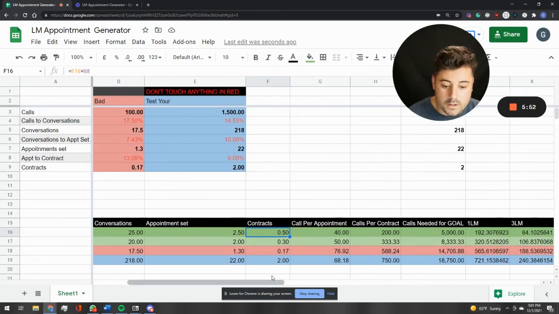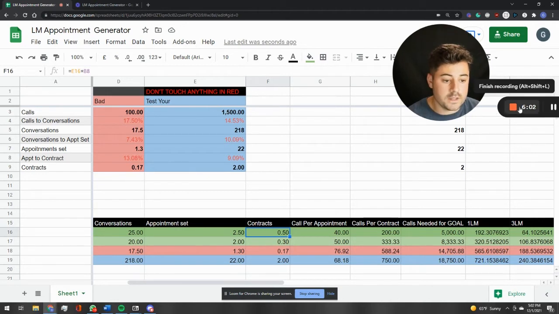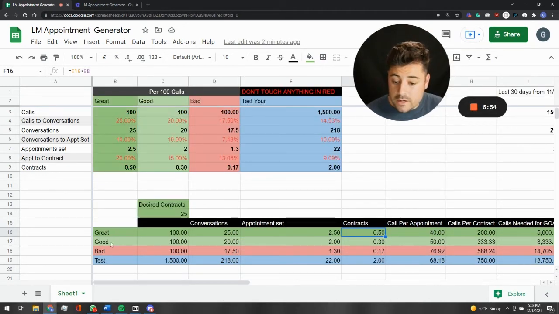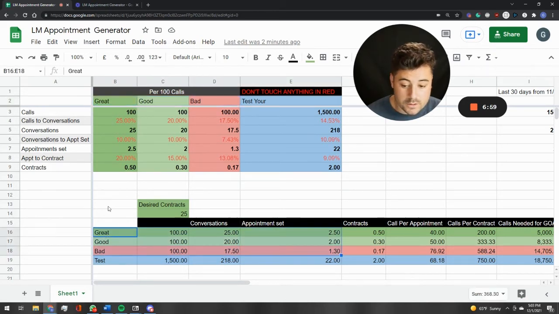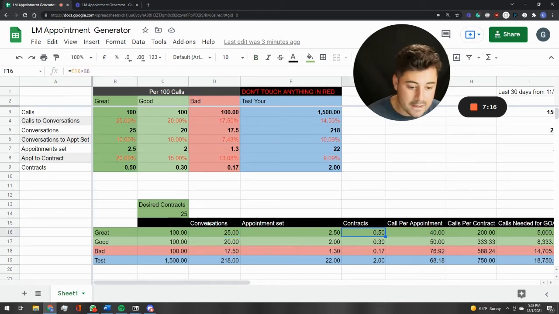Let's scroll over here. If we know that we would have half a contract at 100 calls, we would then know our call to appointment would be this. So now if we go down here, these three columns are represented right here again. Let's not focus on the blue. So 100 calls here, 100 calls here, 25 conversations, 25. The black is all put down here, right? 2.5 appointments, a half contract. It breaks it down.